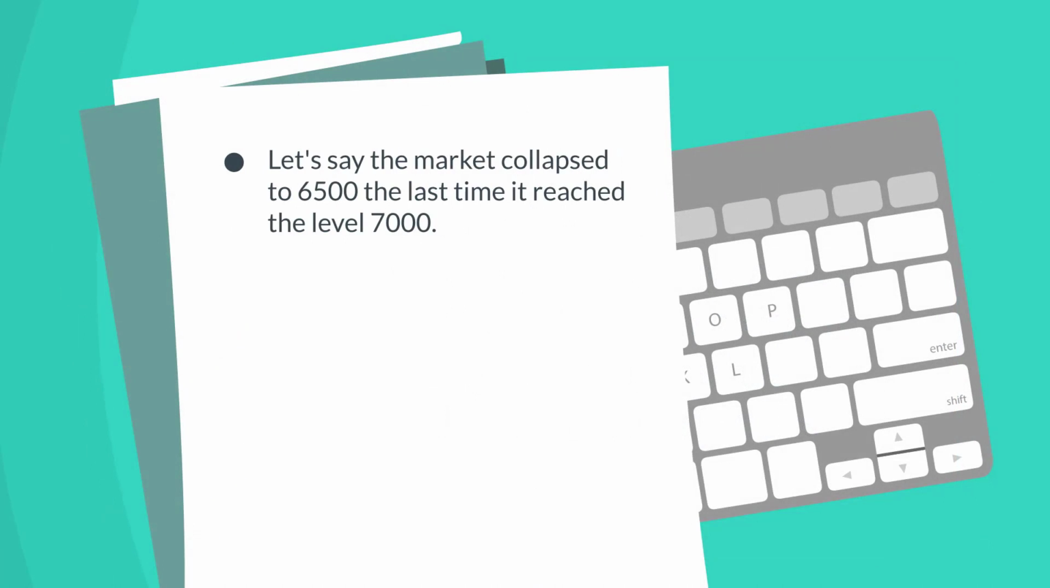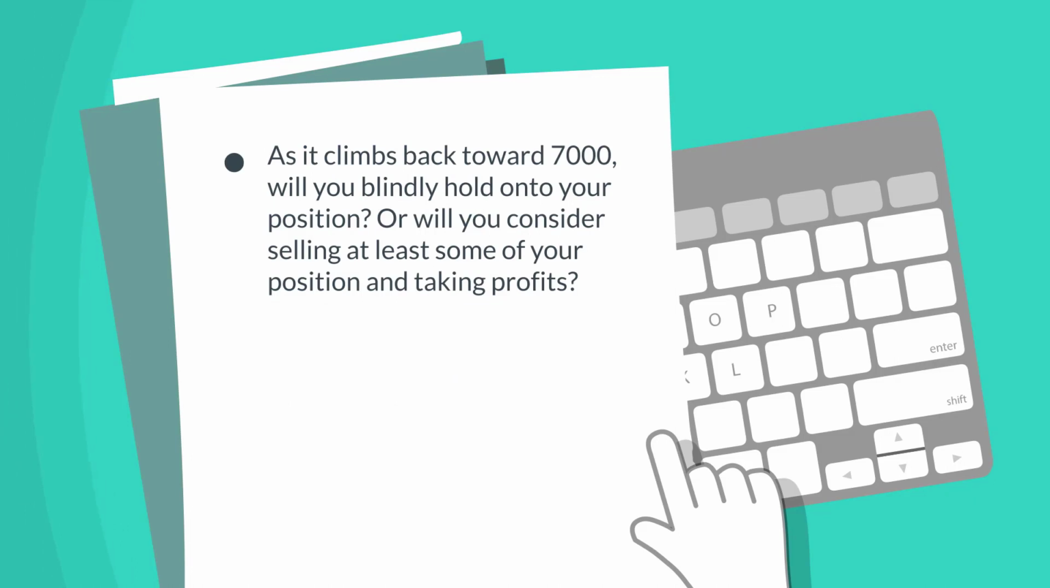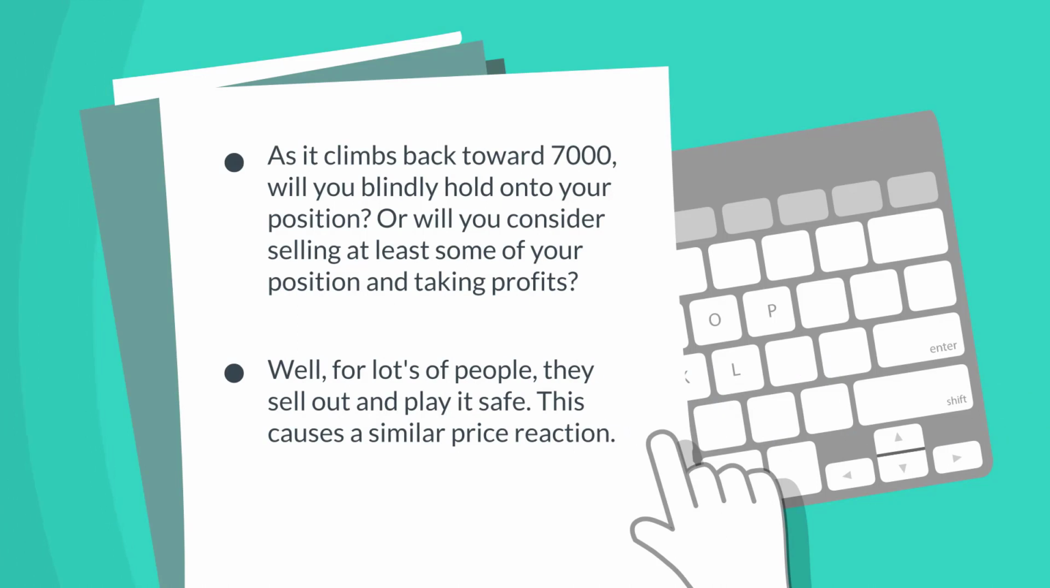Let's say the market collapsed to 6,500 the last time it reached 7,000. We will also say that you bought into the market at around the 6,800 level as it started to press higher after the collapse. As it climbs toward 7,000, will you blindly hold onto your position? Or will you consider selling at least some of your position and taking profits? Well, for lots of people, they sell out and play it safe. This causes a similar price reaction.